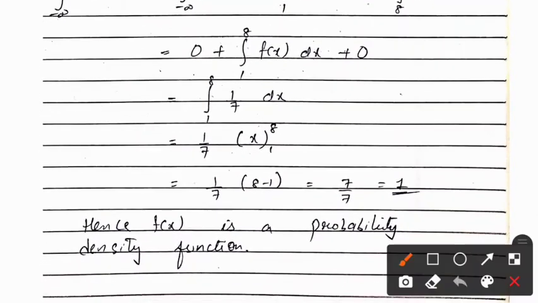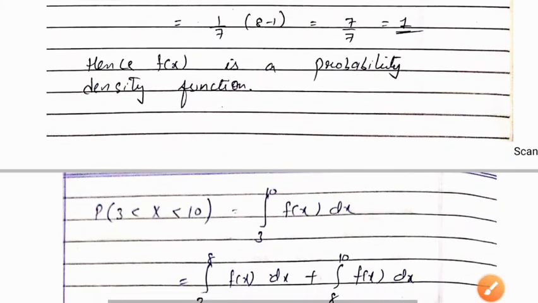Now the integral from 1 to 8 of 1 by 7 dx, we will integrate this. Now 1 by 7 is constant over here, so integration of dx is always x, and we'll put the limit 1 to 8. So upper limit minus lower limit, you get 8 minus 1, that is 7 by 7, that is equal to 1. So from this you can say here that f(x) is a probability density function.